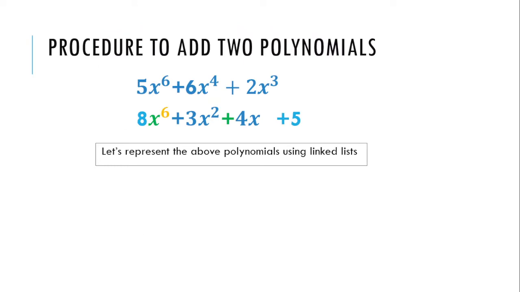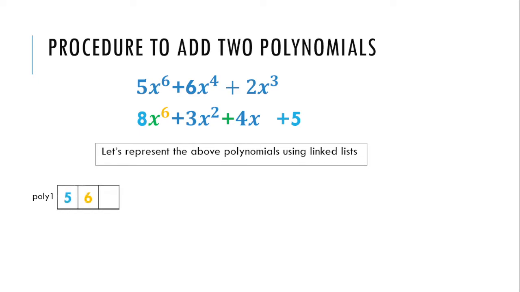Now consider an example. 5x raised to 6 plus 6x raised to 4 plus 2x cube is the first polynomial and 8x raised to 6 plus 3x square plus 4x plus 5 be the second polynomial. Now let's represent the above polynomial using linked list. Poly 1, it is used to represent the first polynomial.